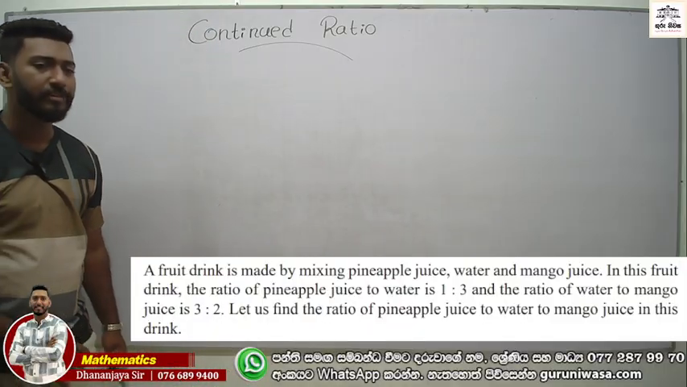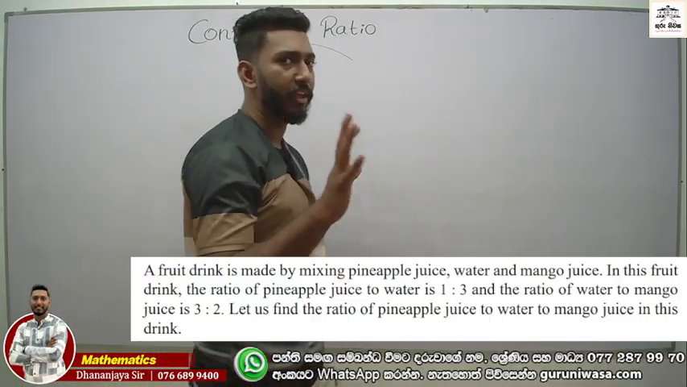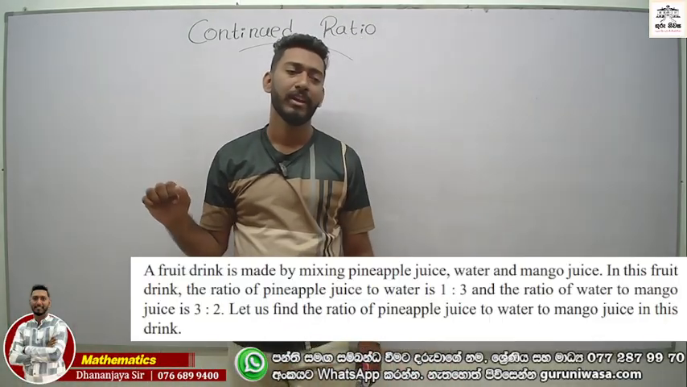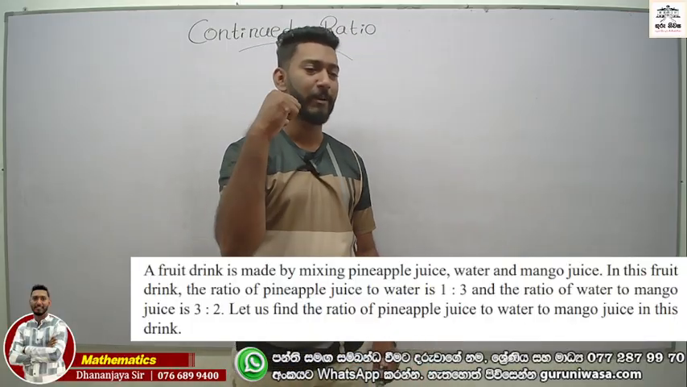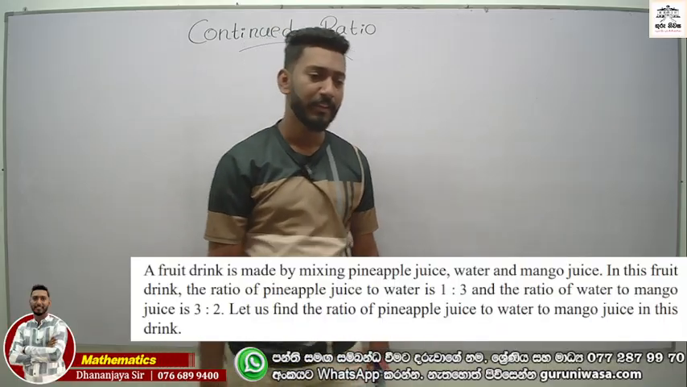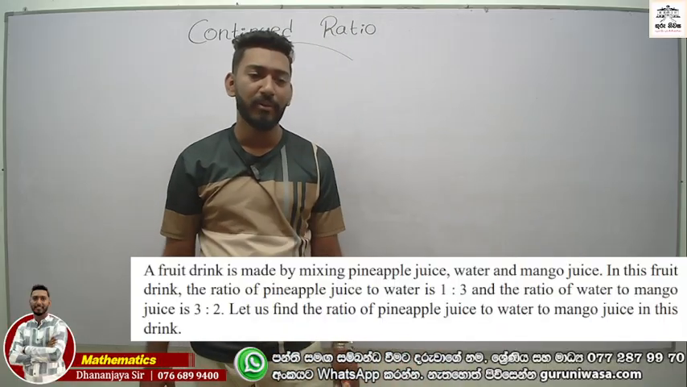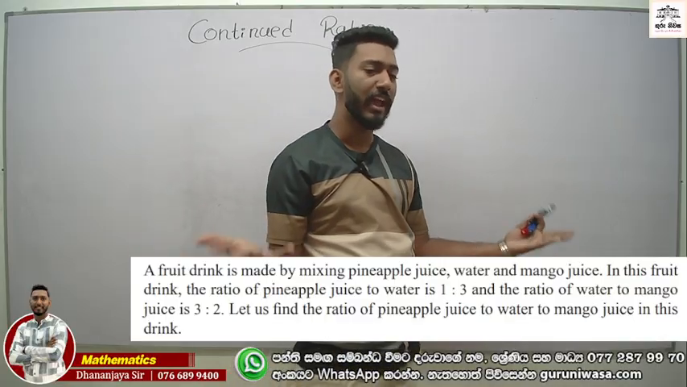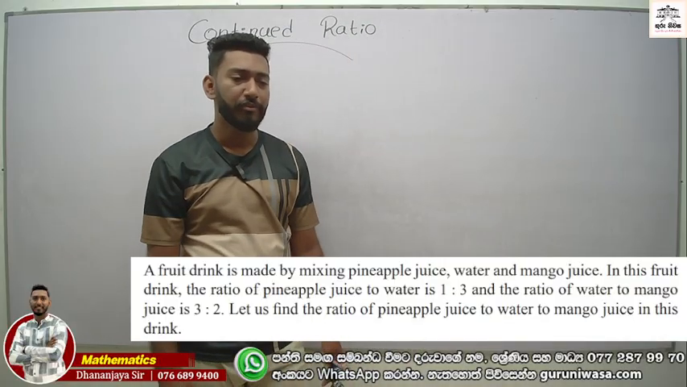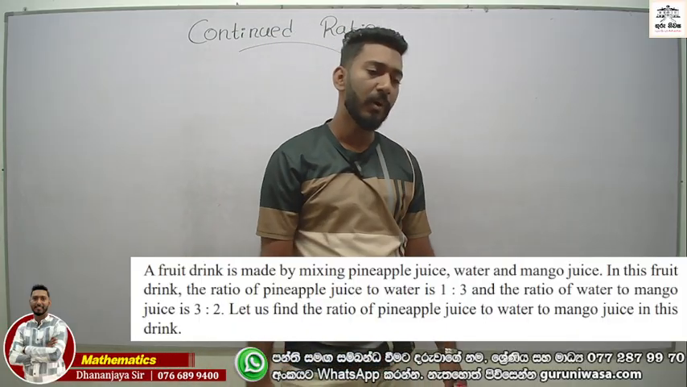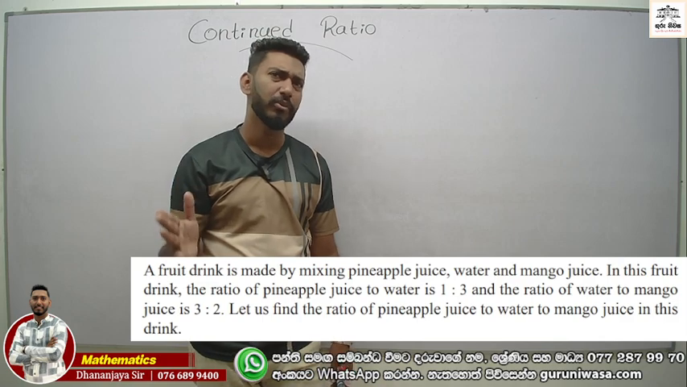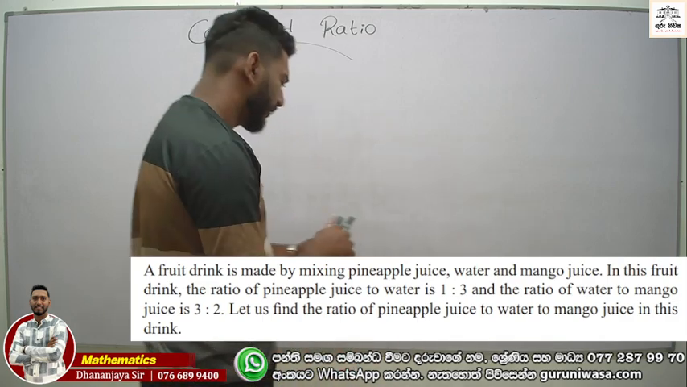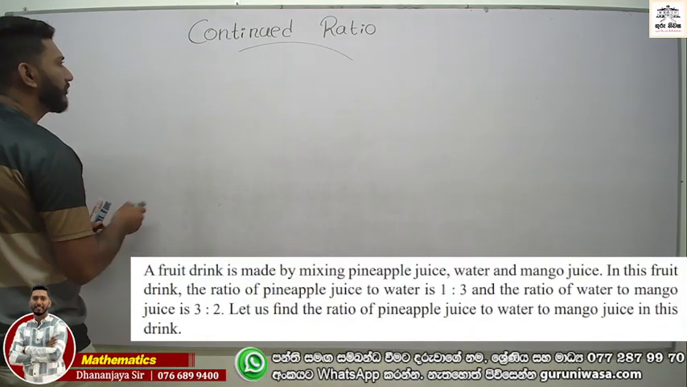Right. Now listen. This is example number 1. A fruit drink is made by mixing pineapple juice, water and mango juice. In this fruit drink, the ratio of pineapple juice to water. Now look at this. Pineapple juice.